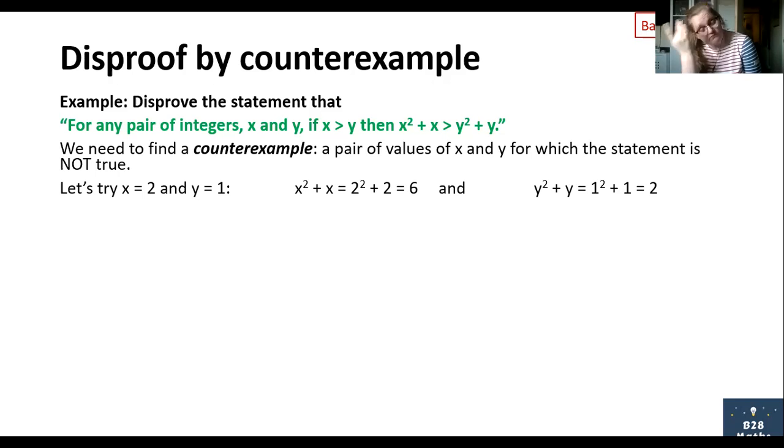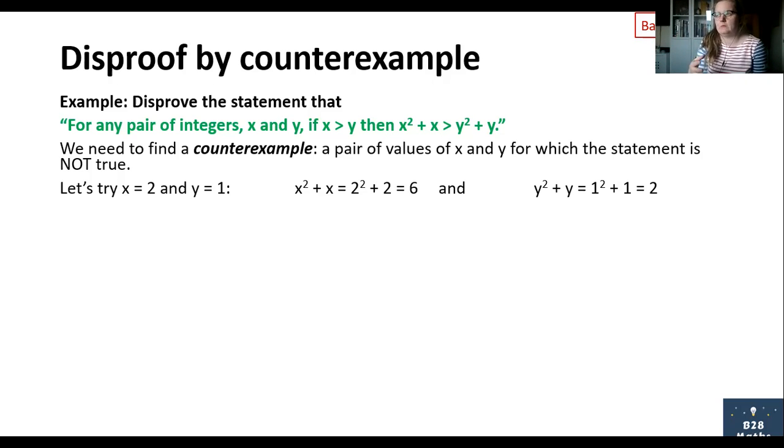Okay, x equals 2, y equals 1. So x squared plus x equals 2 squared plus 2, which equals 6. And y equals 1, so y squared plus y equals 1 squared plus 1, which equals 2. So 6 is greater than 2. Yeah, that's true, so we can't disprove it with that one. Then we would have to find another set of numbers.